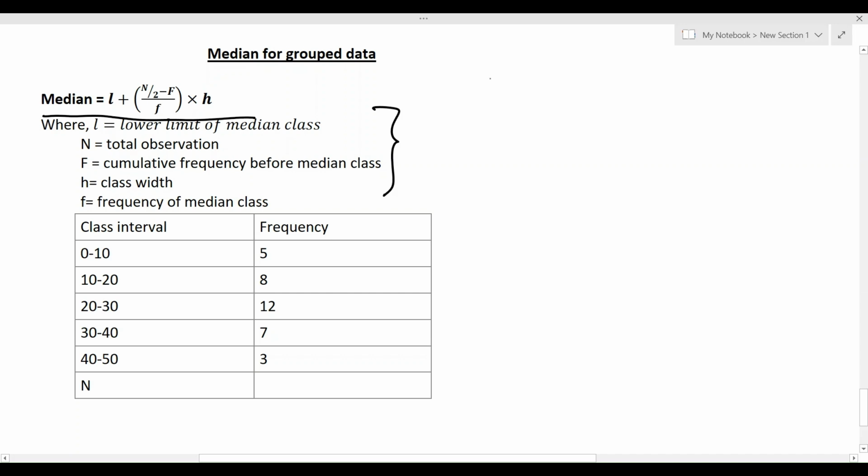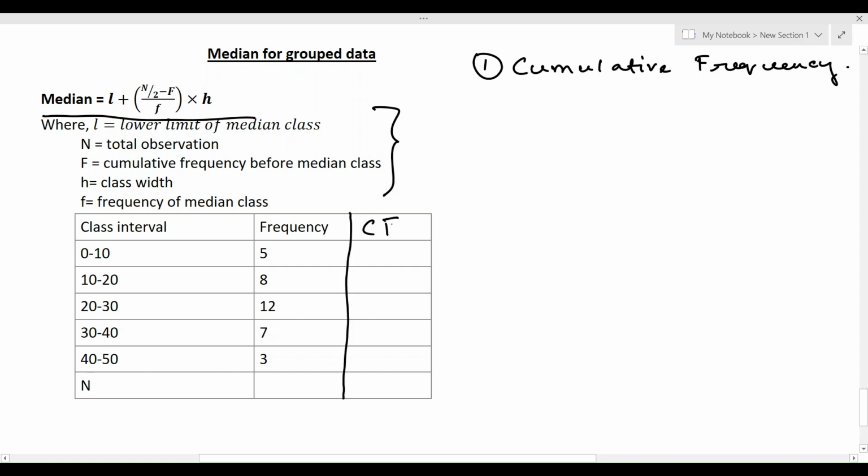The first step to calculate the median is to calculate the cumulative frequencies. Here we can calculate the cumulative frequency of each class. Always remember, while calculating the median, we prefer to use the less than type cumulative frequency.